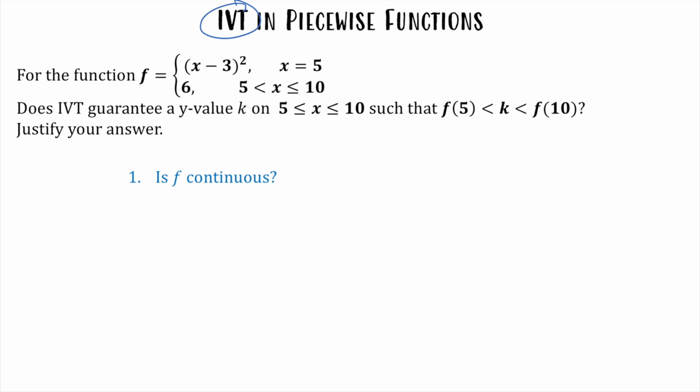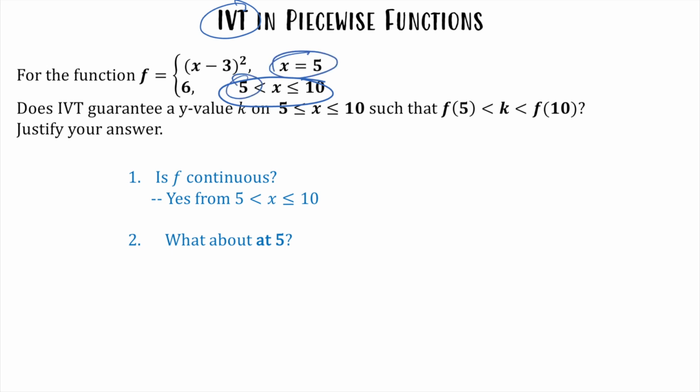Well, we know between 5 and 10, the graph is continuous because it's always 6. It's just a continuous y equals 6 graph. Okay, but what about at 5? So when it switches functions at 5, what's happening there? If we plug in 5 to the top, we get 5 minus 3 squared. That's 2 squared, which is 4.